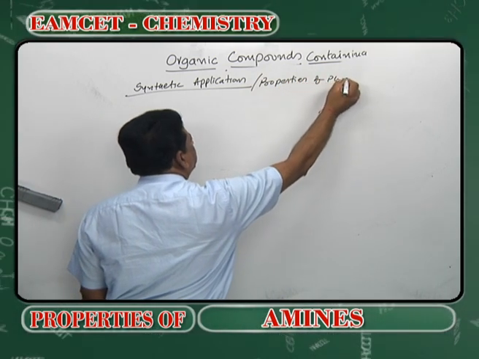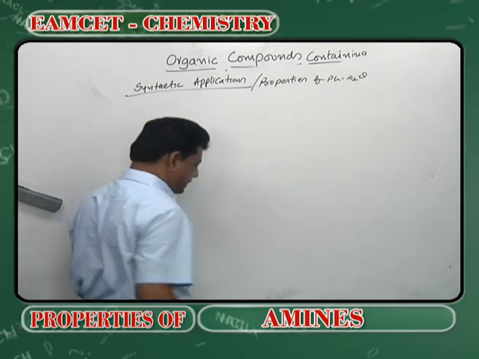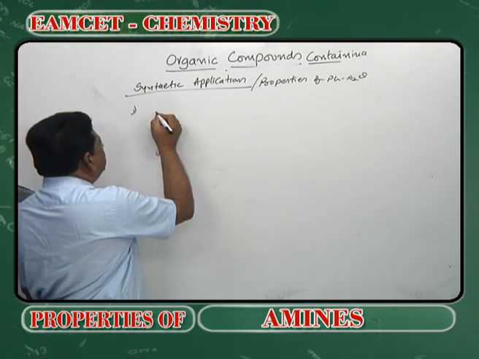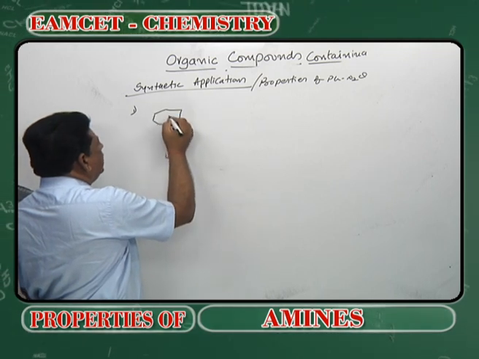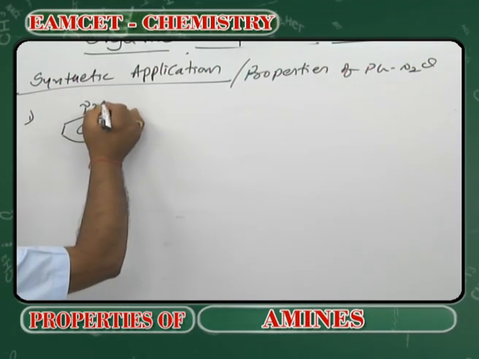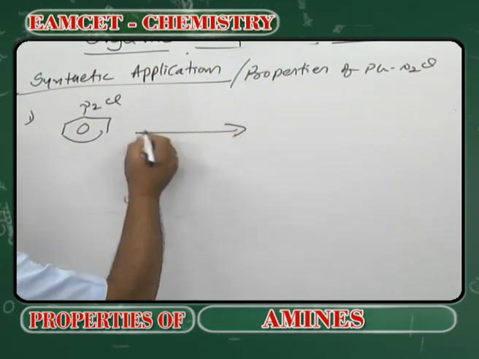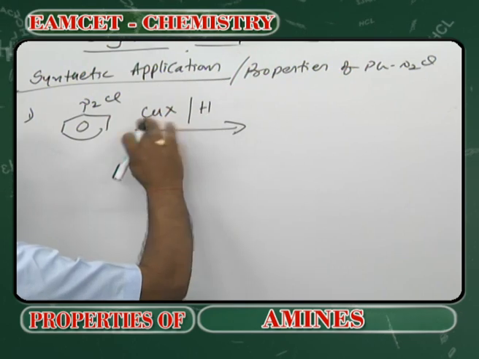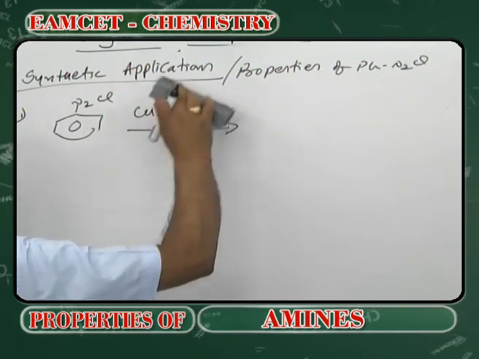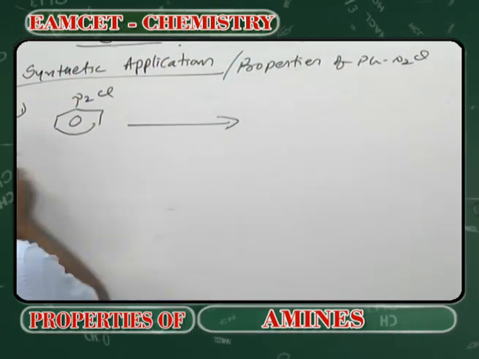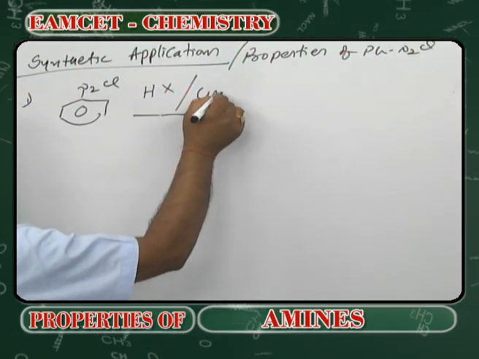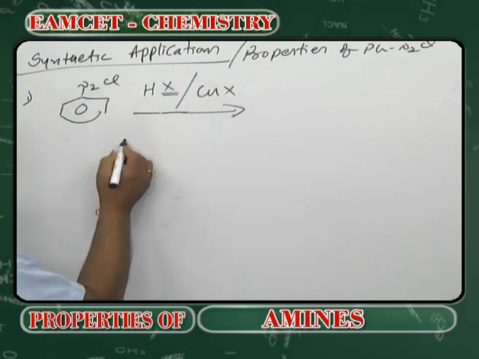Properties of phenyl N2Cl. See some of the reactions I will give here. The first one is benzene diazonium chloride, when treated with CuX in presence of HX. In fact, the other way is more correct: you take HX as the reagent, in presence of CuX. So the X has got a chance now.